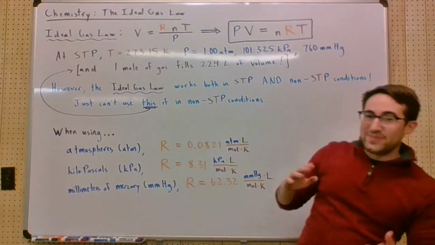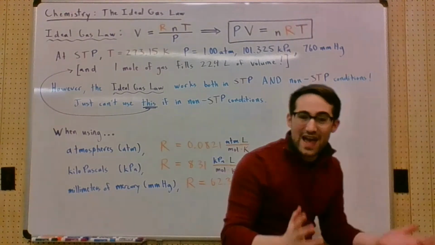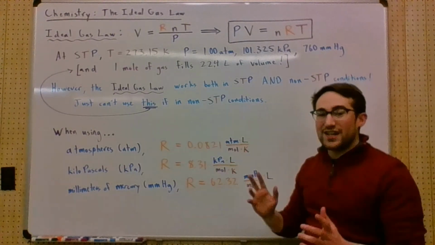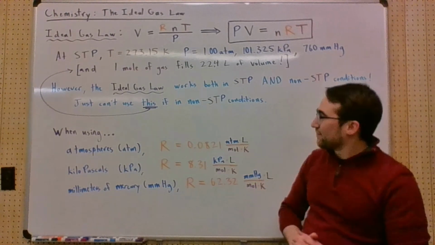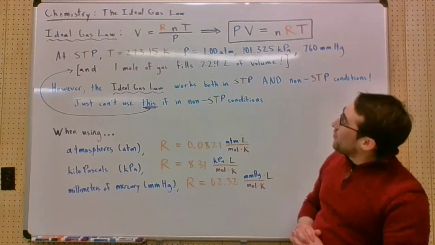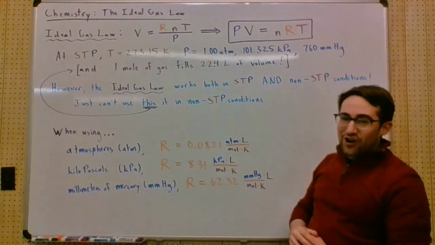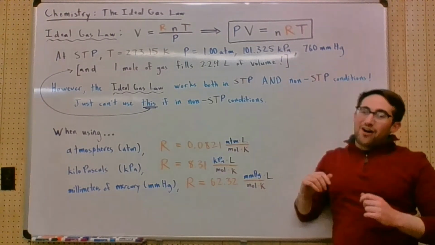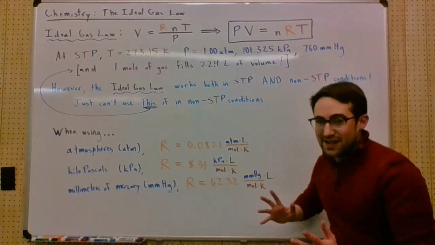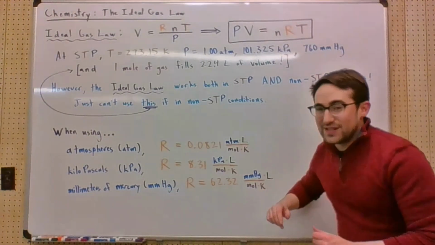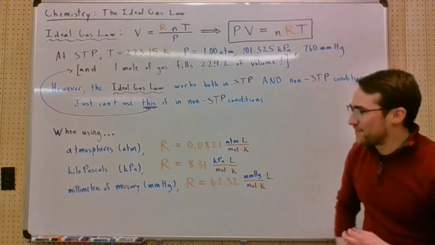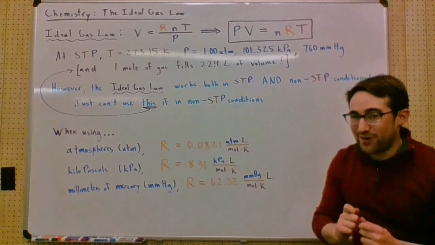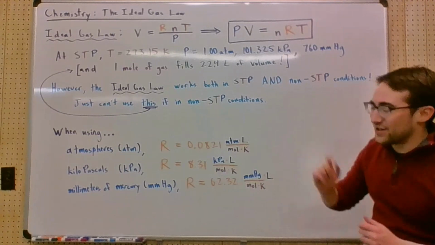So the ideal gas law can be used in any set of conditions. It doesn't just have to be at STP. It's just kind of a convenience thing. Now, in order to figure out what to plug in for your R, like I said before, R is a constant. It's the gas constant. So that means it's just going to be a number we plug in. It's not going to change from problem to problem. But we do need to make sure we pick the right one to match our pressure unit.